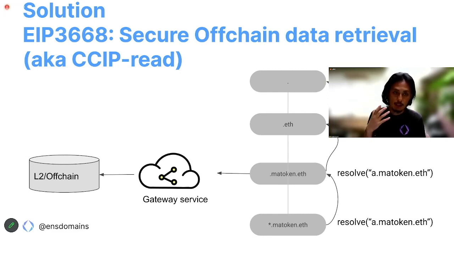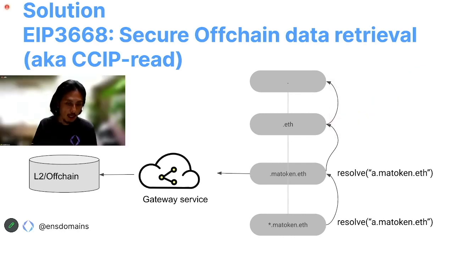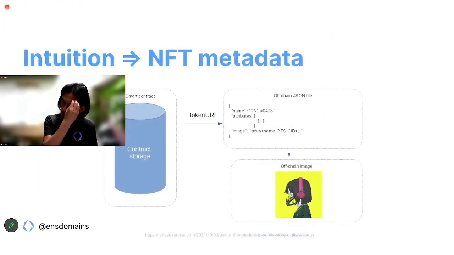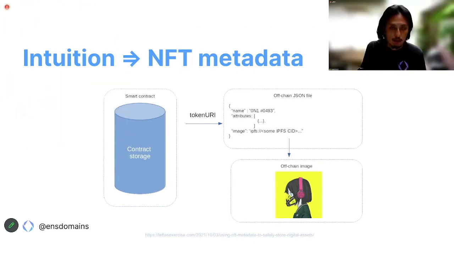But what this specification allows is retrieving the data from off-chain using a so-called gateway service. A gateway service is just a web service, which you can write in any programming language. And the intuition, if I try to explain it to someone who's not technical, is that it's almost like getting back to the roots of how NFTs work. In ENS so far, everything was on chain, including your Ethereum address or avatar text record. But that was designed back in 2016, 17, when gas wasn't too expensive.